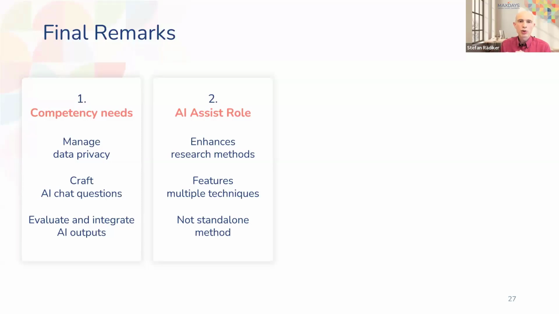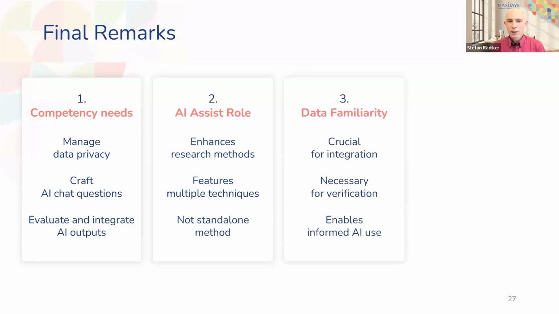And to my knowledge, there are some ideas on how these steps could look if we're not using established research methods. But I think for the current moment, it's a good idea to look at the existing research methods and integrate AI assist here. I think it became clear that third, data familiarity is crucial for integration. You need it to be able to verify the AI outputs and to enable an informed AI use here.